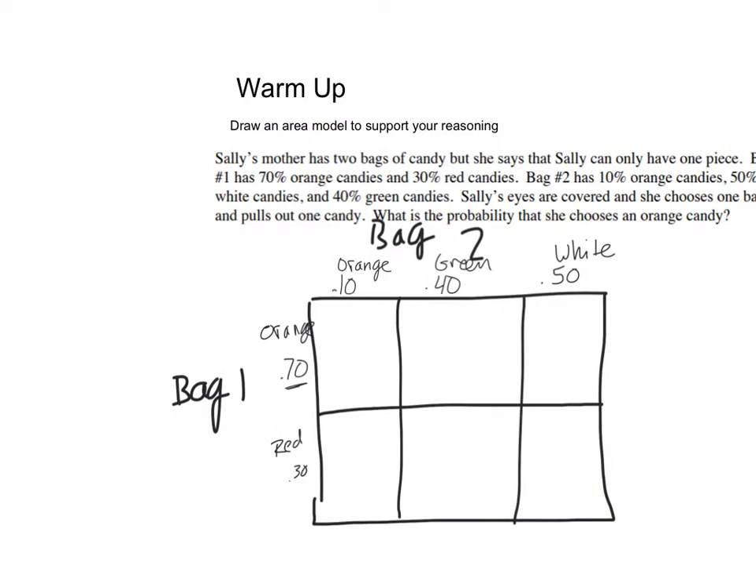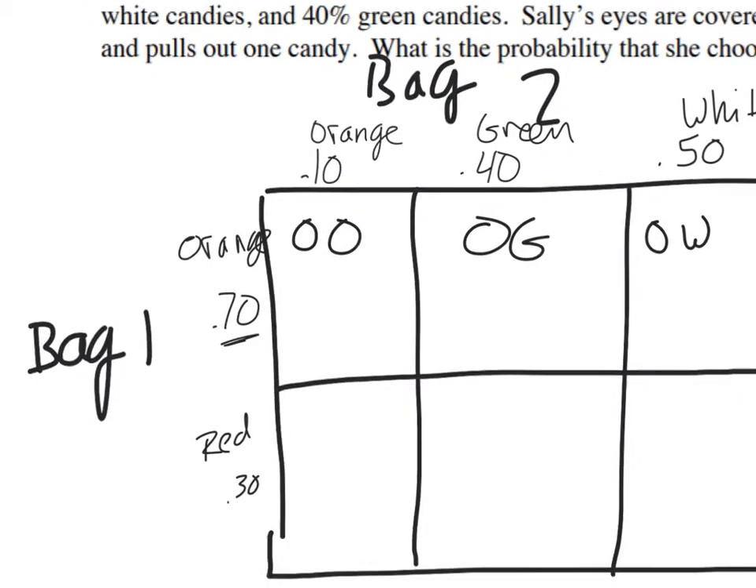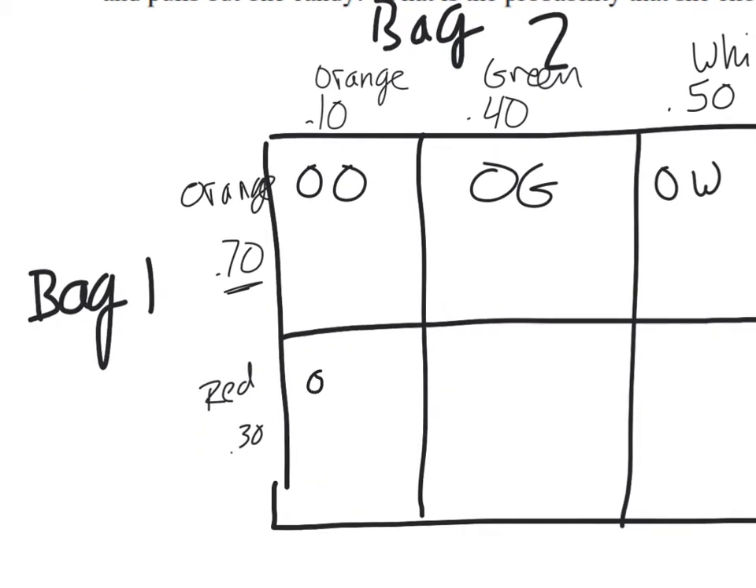Okay? So Sally's eyes are covered and she chooses one bag and pulls out one candy. What's the probability she chooses an orange candy? Well, as we go down the possibilities of what she could draw, here could be orange and orange. Here could be orange and green. Here could be orange and white. Here could be orange and then red. Here could be green and red. And here could be white and red. Those are the possibilities from grabbing those.